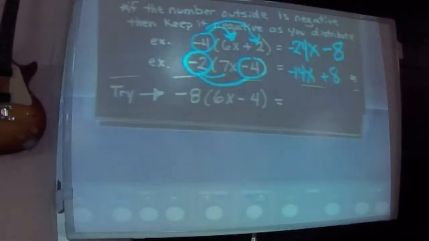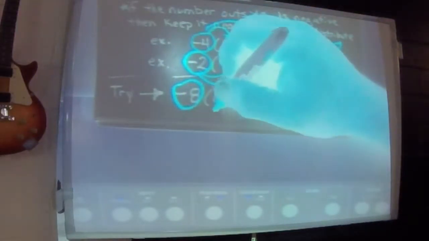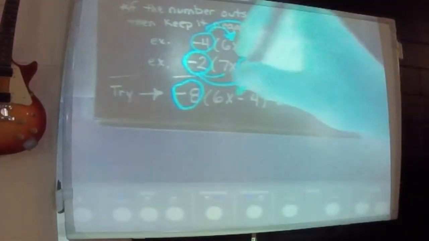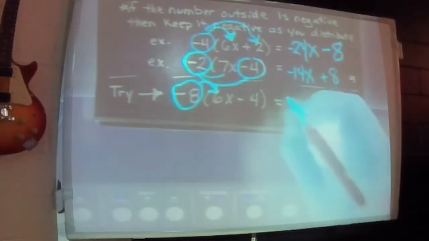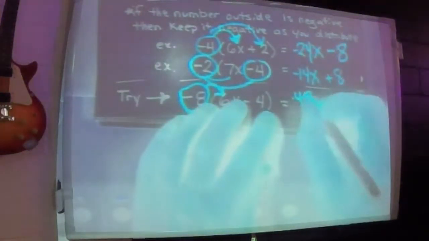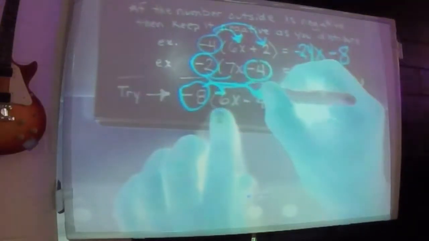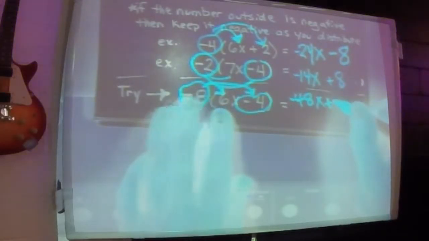All right, you got a negative 8 that you need to distribute. So I would say distribute. If I walk by and you're working on this, my advice would be, hey, distribute the negative 8. What I mean is, what is negative 8 times 6? Negative 48, and this is with an x. Then negative 8 and negative 4.